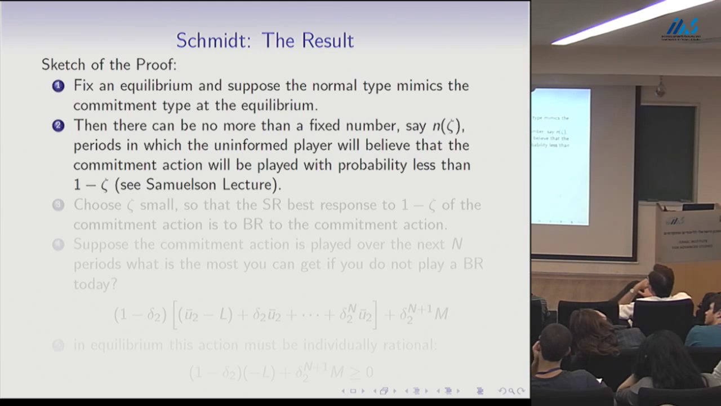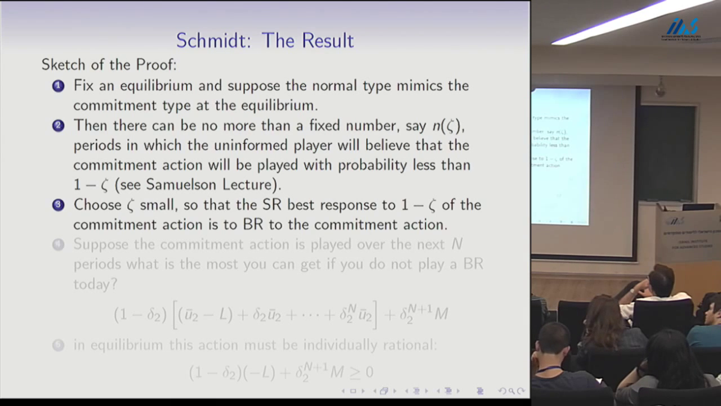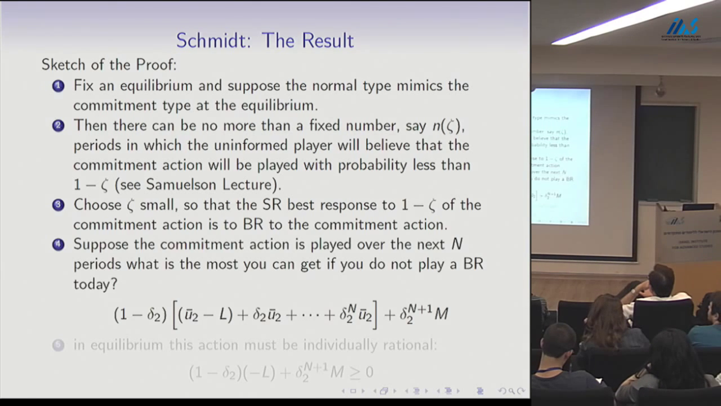And so what we're going to choose, first of all, is we're going to choose this zeta to be small, so that the short-run best response to (1 minus zeta) times the commitment action plus whatever else someone does is going to generate a best response to the commitment action. And then we're going to note something. And we're going to note the following argument.